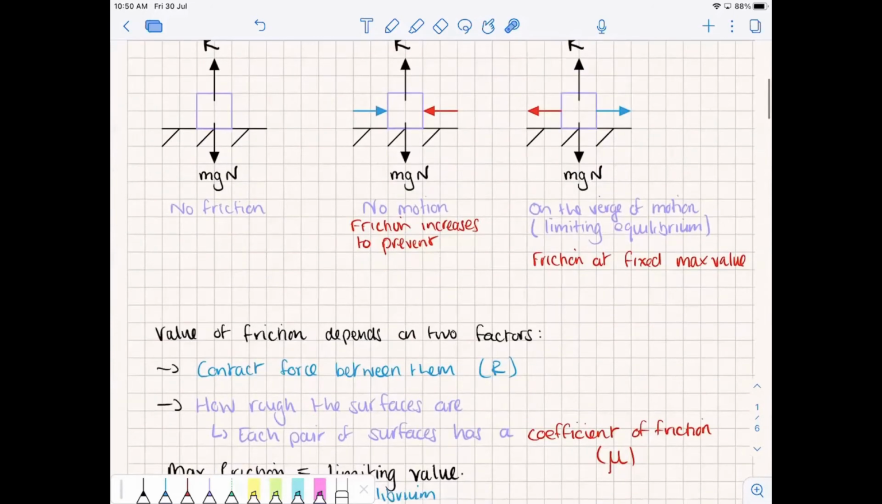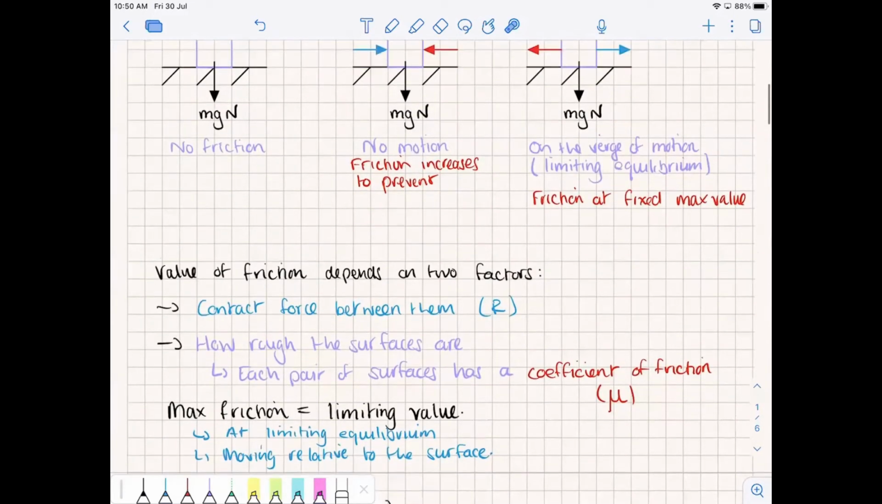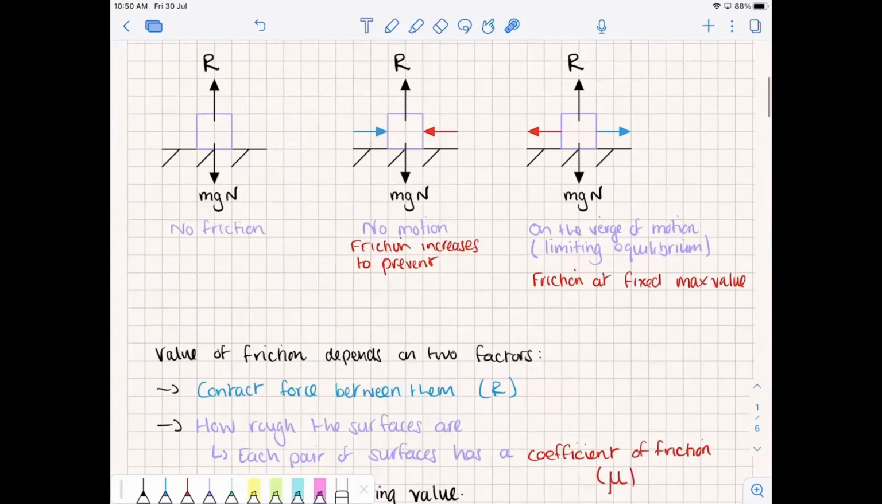So let's have a look at some of the values that contribute to friction. There are two factors that friction depends on. The first of those is the contact force between them. The contact force that we have been talking about is the force that the surface exerts on the object. I've got it vertical at the moment, but remember, objects can be on slopes as well. And the contact force is always perpendicular to the surface.